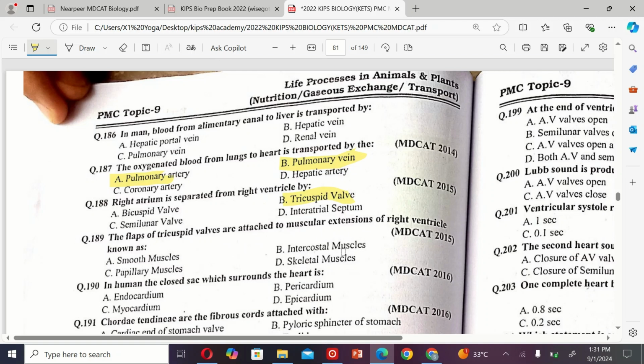The next MCQ is: the flaps of the tricuspid valve are attached to muscular extensions of the right ventricle known as A. Smooth muscles, B. Intercostal muscles, C. Papillary muscles, and D. Skeletal muscle. So the correct option is C.